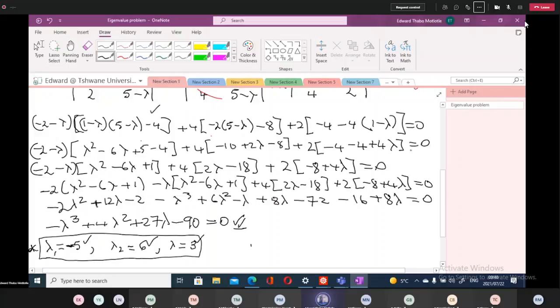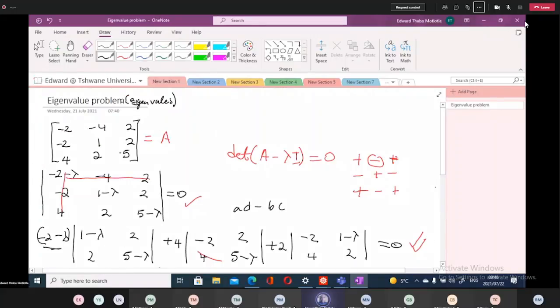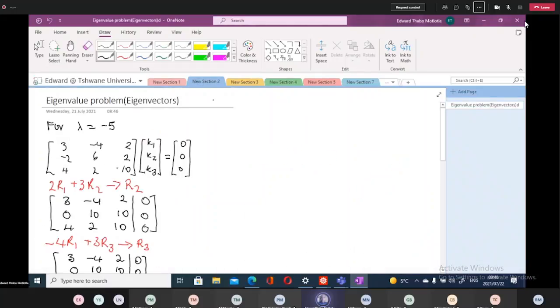Let's see. We're going to our original matrix. So here we have -2 minus -5, so it's going to be -2 plus 5. The answer is 3 here. 1 minus -5 will give you 6. 5 minus -5 will give you 10. So that's how I got those values. The changes on the diagonal are 3, 6, and 10. Then immediately after that, what do you do?